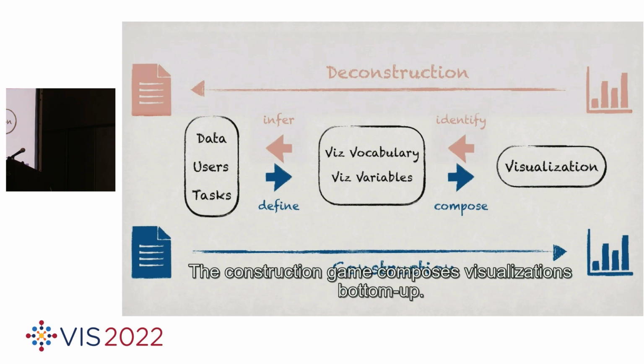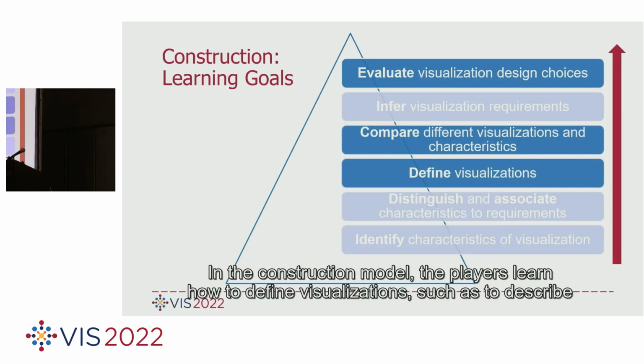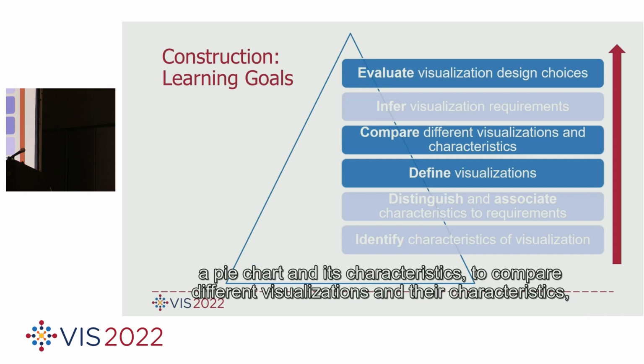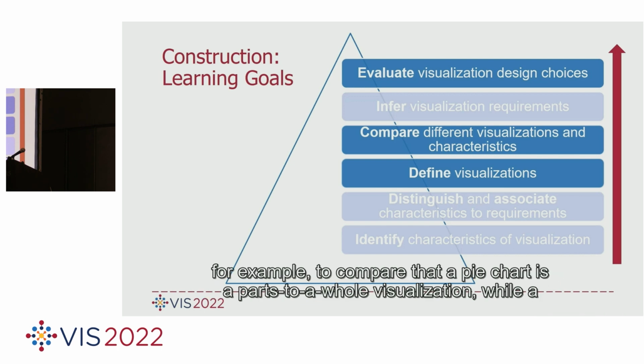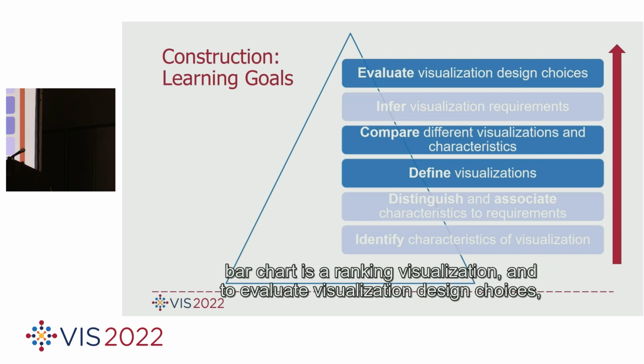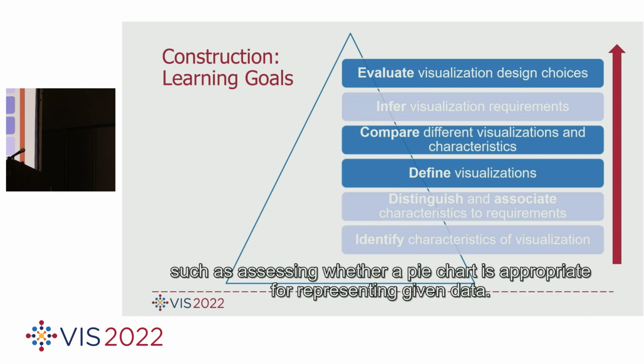The construction game composes visualizations bottom-up. In the construction model, the players learn how to define visualizations, such as to describe a pie chart and its characteristics, to compare different visualizations and their characteristics, for example, to compare that a pie chart is a parts to a whole visualization, while a bar chart is a ranking visualization, and to evaluate visualization design choices, such as assessing whether a pie chart is appropriate for representing given data.